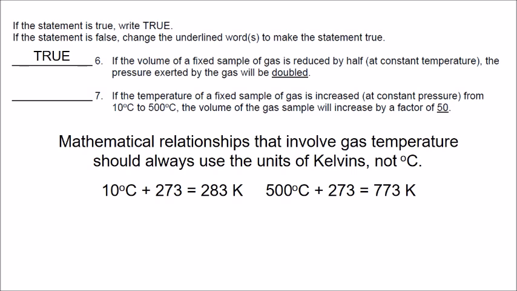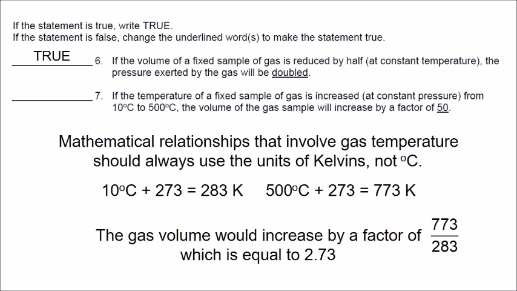So the relationship is that it goes from 283 Kelvin to 773 Kelvin. The volume of the gas sample will increase, but we're looking for a ratio between 773 and 283. So that ratio is not a factor of 50. The volume will increase by a factor of 2.73.